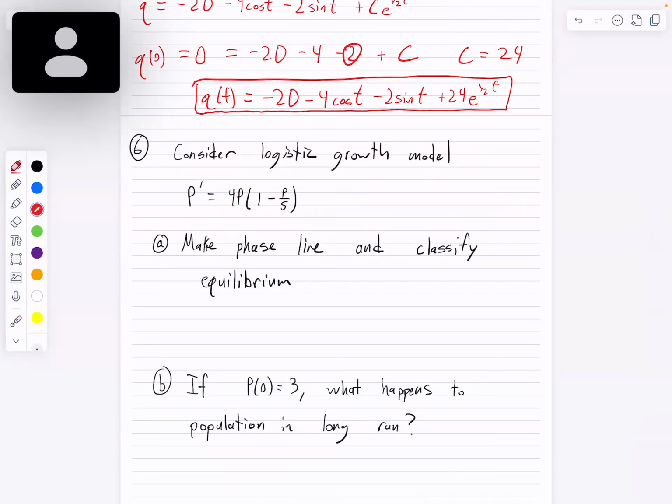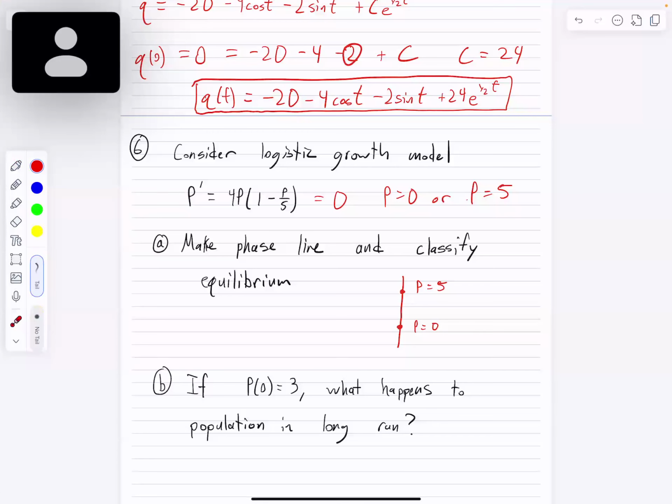The phase line, so when is this 0? So the idea is you set this equal to 0 and you get p equals 0 or p equals 5. And so a phase line for that's really chill. P equals 0, p equals 5. And then I plug in slopes to see if they're positive or negative. If you plug in a number that's smaller than 0, for instance, negative 1, that's negative. And then that will be positive. And so positive times negative is negative. So the arrow goes down.